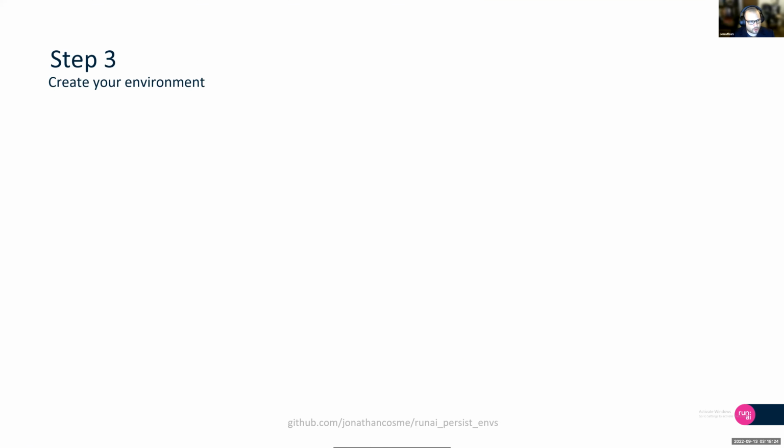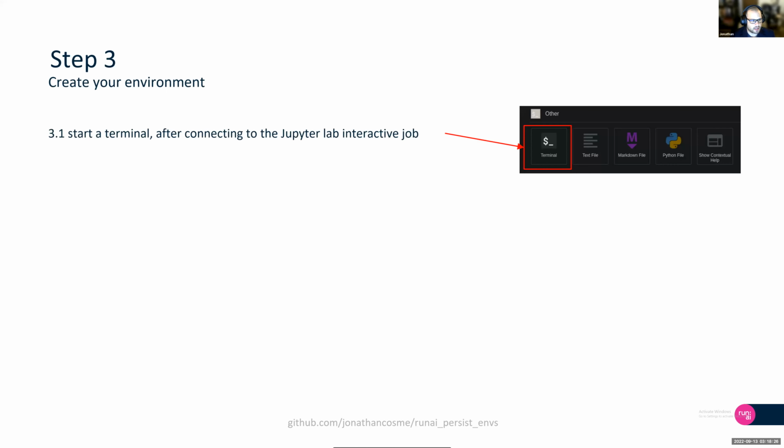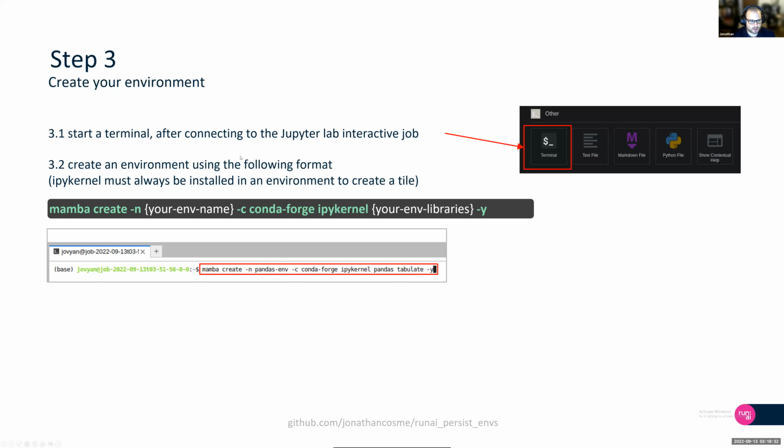All right, and now we're going to go ahead and create our environment. So we're going to connect to a terminal. So we're going to start a terminal window, and then we're going to create our environment using the following format. So we use mamba create. We'll name our environment, and we have to make sure we put ipykernel, and then, of course, all of our libraries. So this is what our command will look like. We're creating this environment called pandas-env, and we're going to install ipykernel, pandas, and tabulate.